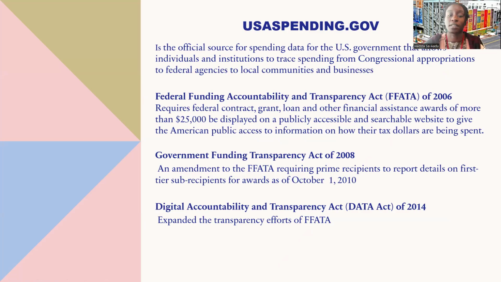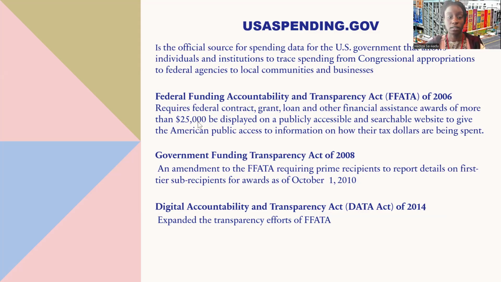So in 2006 came the Federal Funding Accountability and Transparency Act. And what this did was it required federal contract, grant, loan, and other financial assistance awards of more than $25,000 to be displayed on a publicly accessible and searchable website to give the American public access to information on how their tax dollars are getting spent. I think that's a pretty good deal. We do pay taxes. It would be good to know how our taxes get spent collectively.